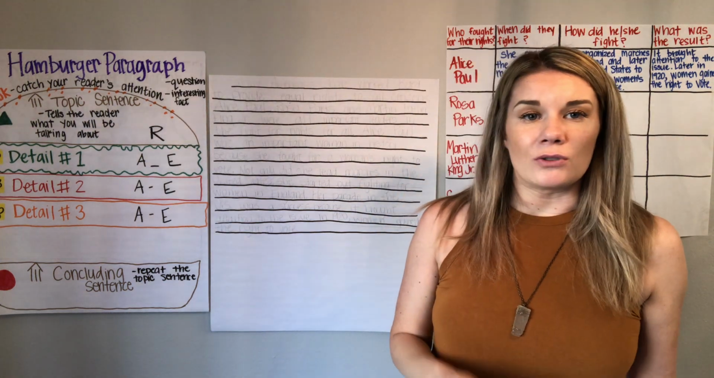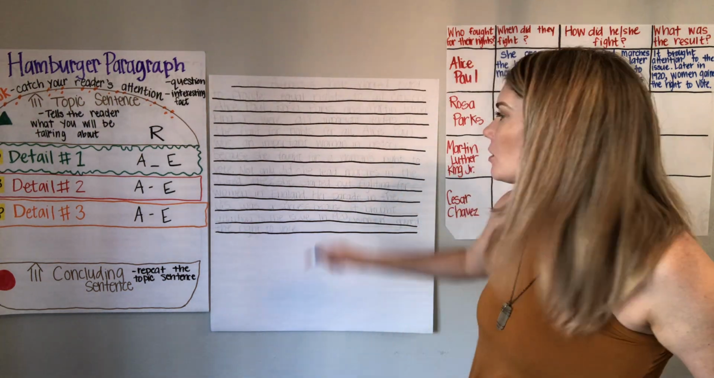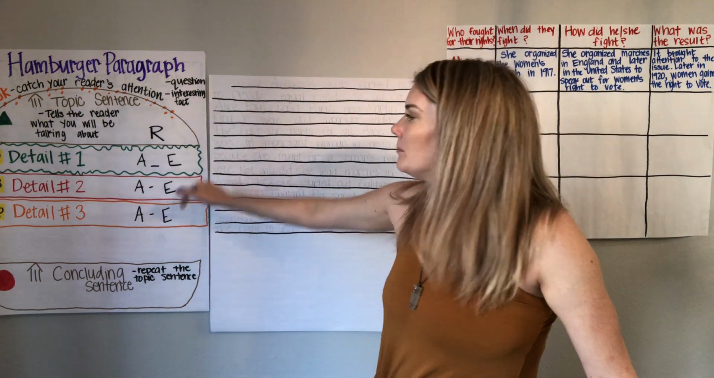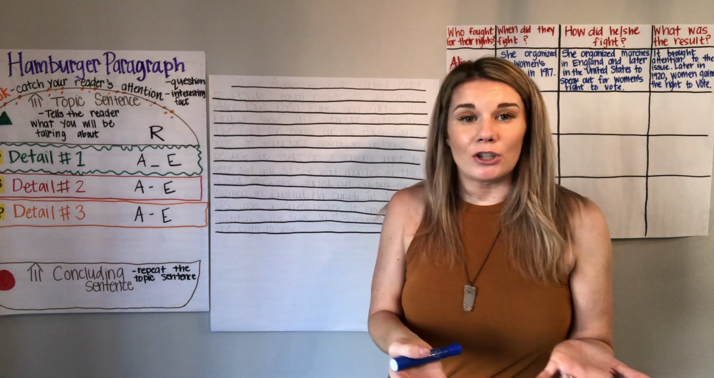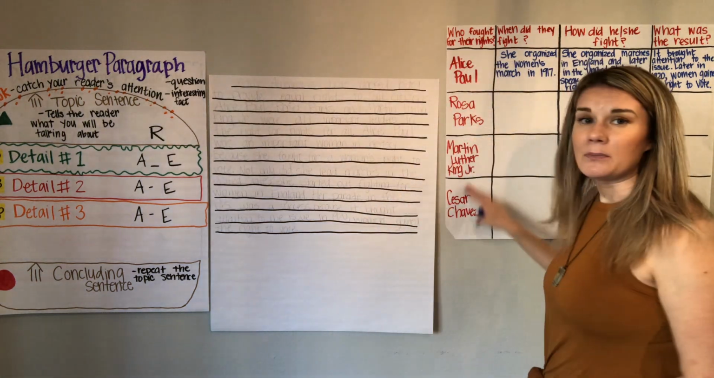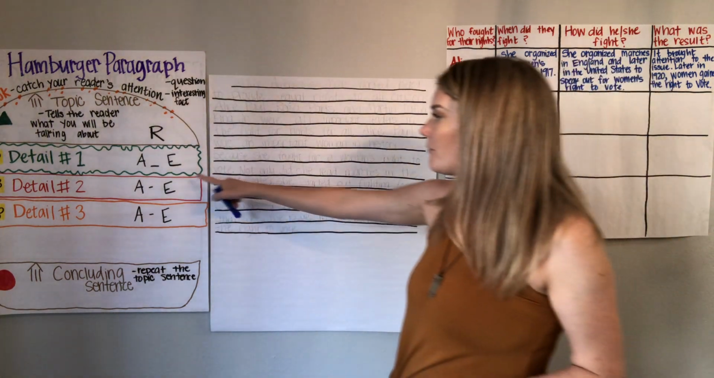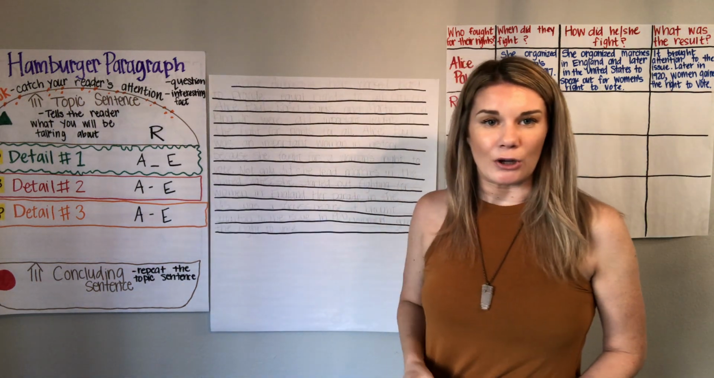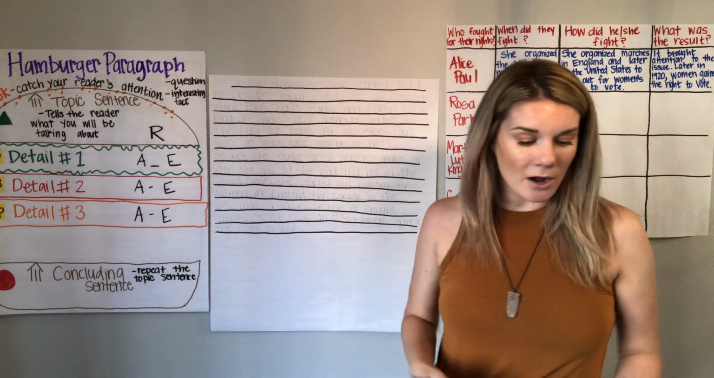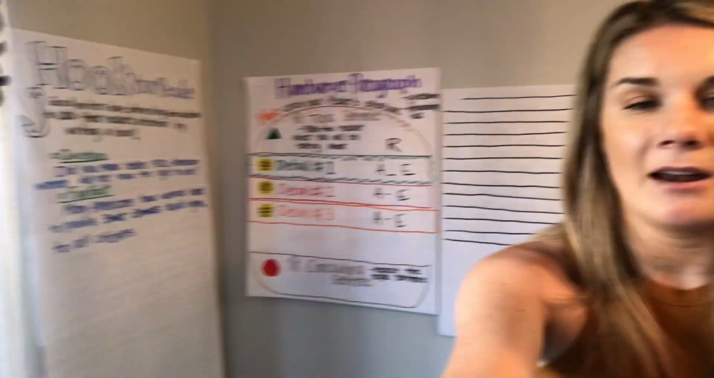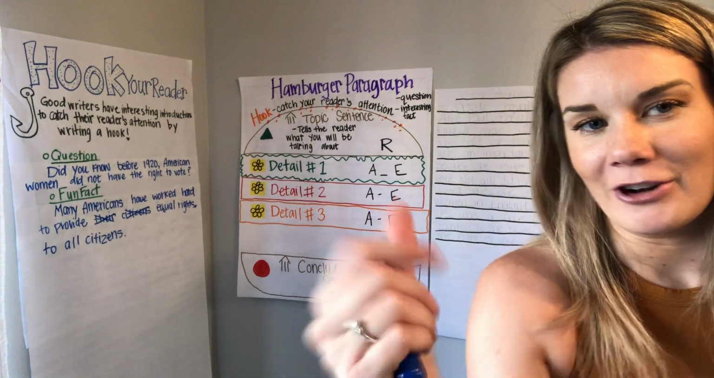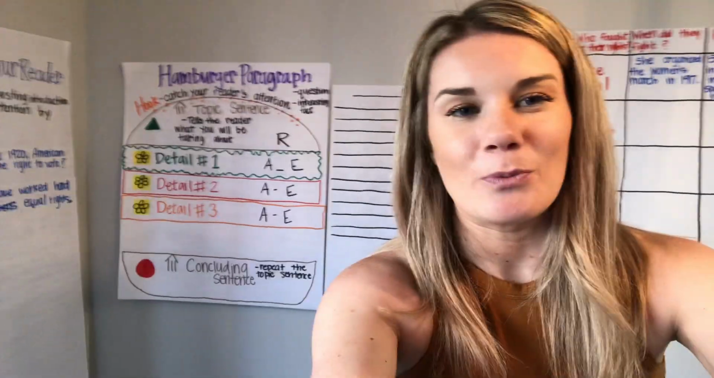You are going to be choosing 2 more for your other 2 details. So my first detail is going to be Alice Paul. You get to choose from this list of people who you want to have for your other 2 details in your paragraph. So starting with our hook, I really liked the hook that was the description. I have it over here. I'm going to use that description one.